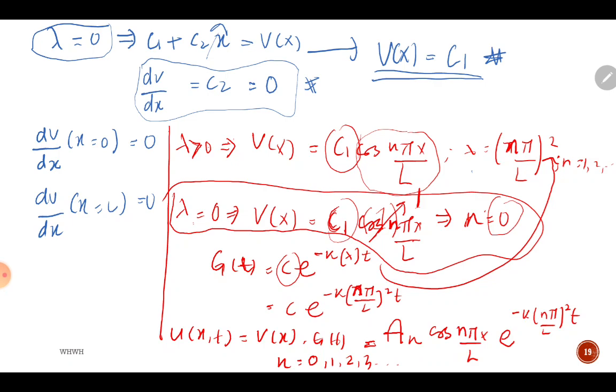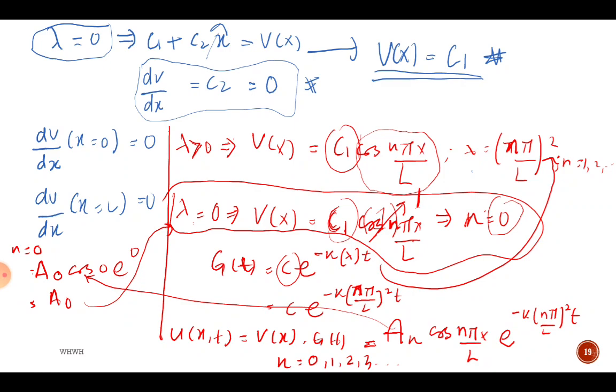When n equals 0, if you substitute n equals 0, we get a naught cos pi cos n 0. This is what I mean. When n equals 0, then we get a naught times cos 0, then e to the power of 0, so it is equal to a naught only. So this condition is true for lambda equals 0 or n equals 0.